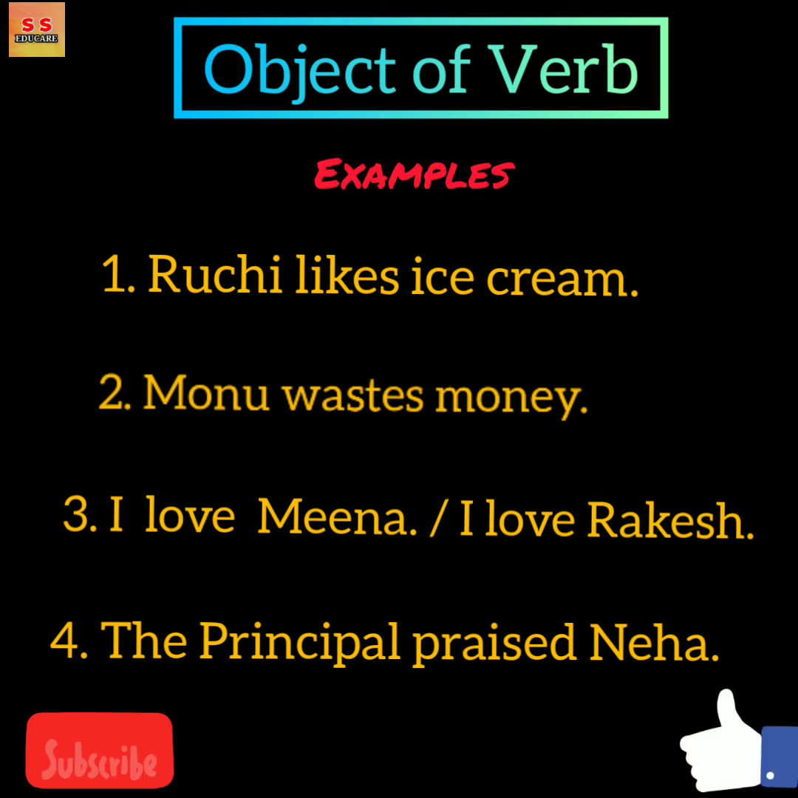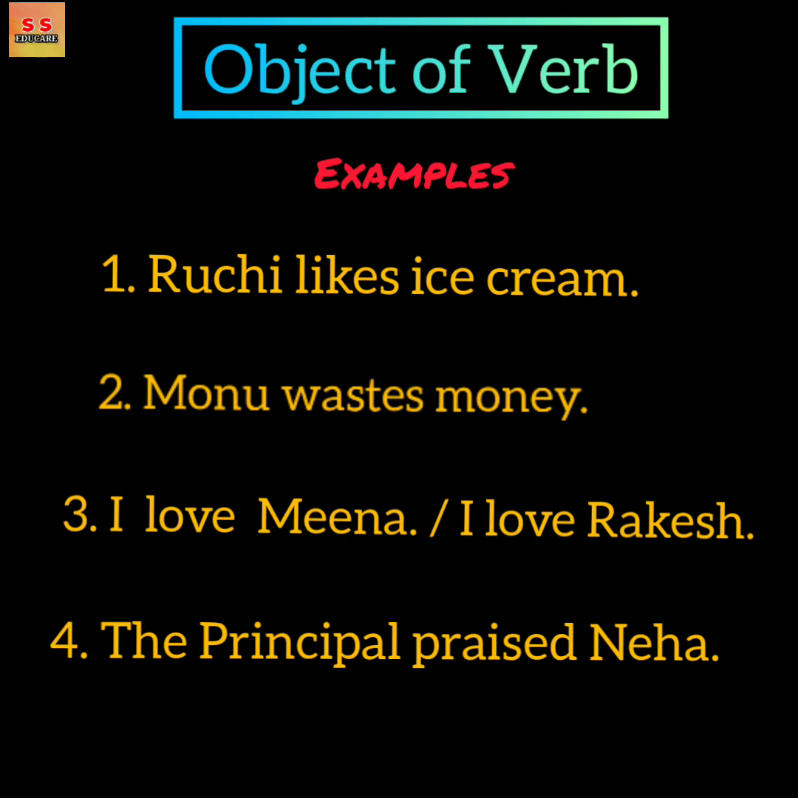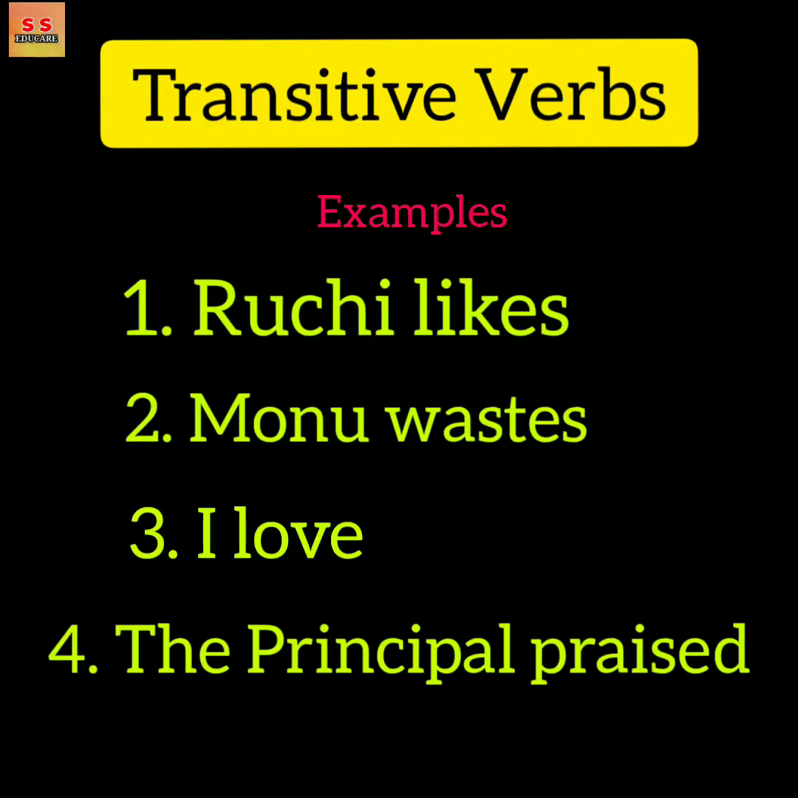So, following these three rules, you can identify object in a sentence. Transitive verbs. Look at these sentences. Ruchi likes. Monu wastes. I love. The principal praised.